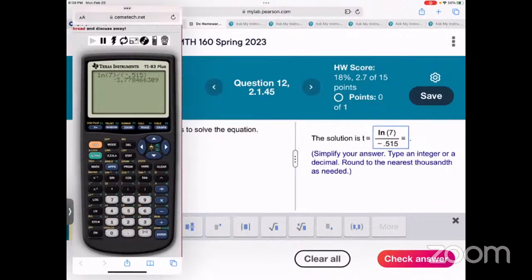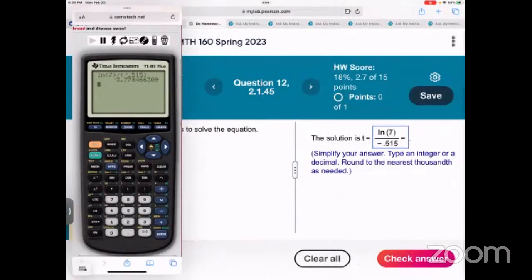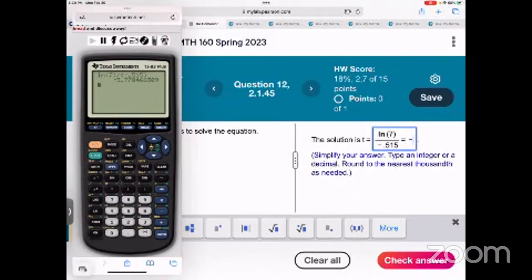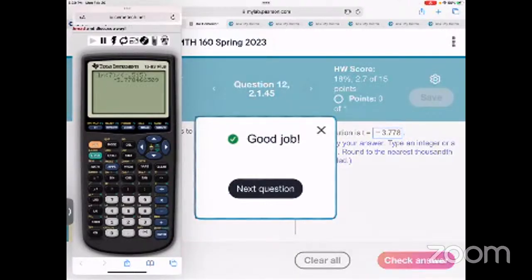Nearest thousandths, so 3 decimal places, 778. Here it is. So then we get a negative 3.778. Okay, let's get rid of all this other stuff. Let's go on to the next one.